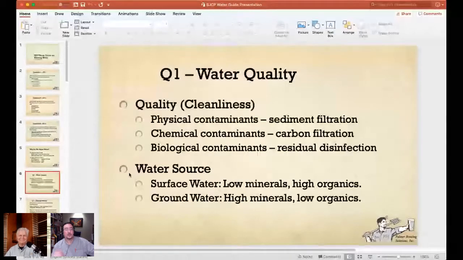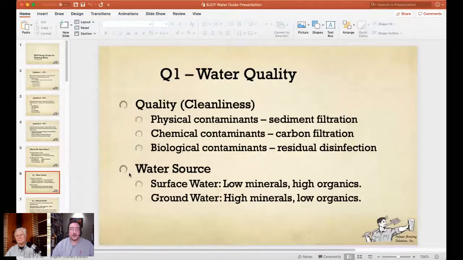Groundwater, on the other hand, this comes from aquifers under the ground. It's often been underground for hundreds, if not thousands of years, and it typically has a high degree of dissolved minerals in it and very low organics. So, as you know, many springs are drinkable, potable, coming right out of the ground. They're very clean in terms of organic contamination. So, water source is another good indicator of water quality.